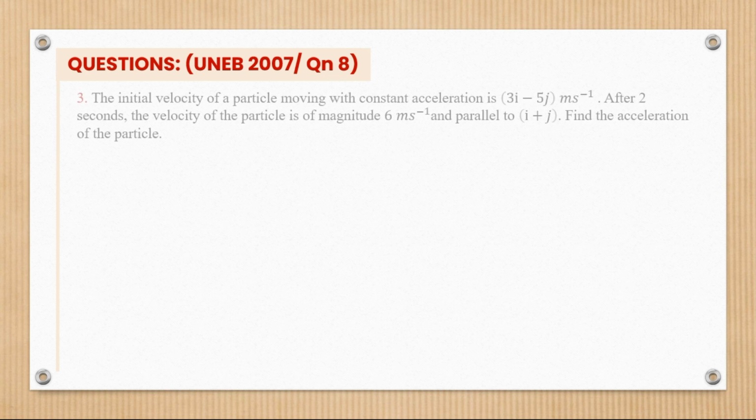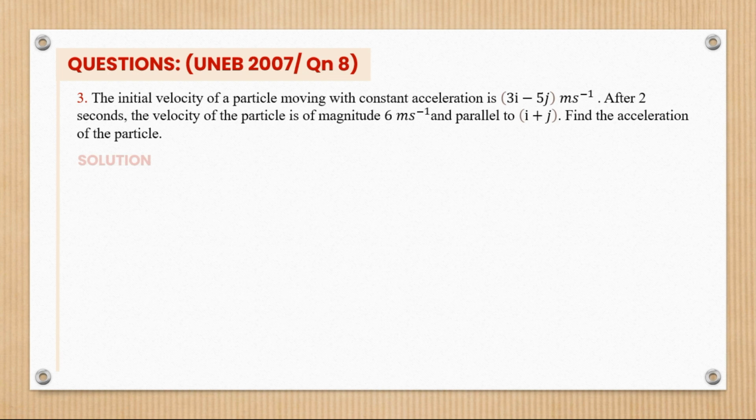So the next question is from UNEB 2007, and this was question number 8. We are told that the initial velocity of a particle moving with constant acceleration is 3i minus 5j meters per second. After 2 seconds, the velocity of the particle is of magnitude 6 meters per second and parallel to i plus j. Find the acceleration of the particle.